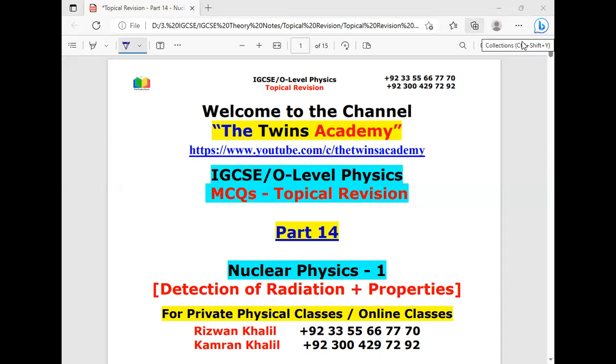Today we will discuss the topical MCQs related to the nuclear physics topic, and the subtopic is detection of different types of radiation based on their different properties or characteristics. So let's start the revision of topical MCQs.